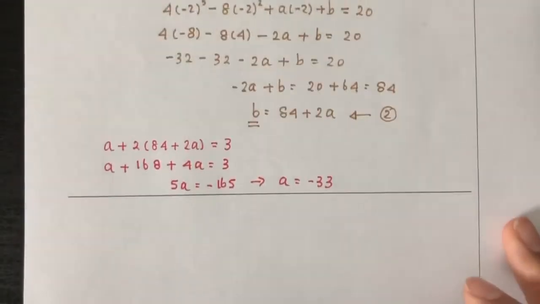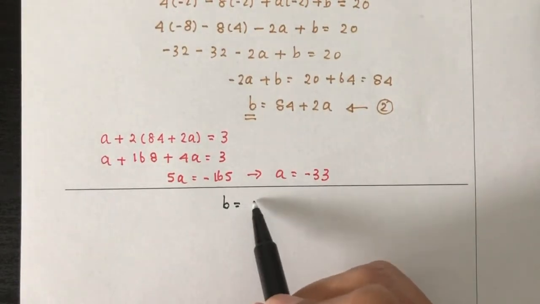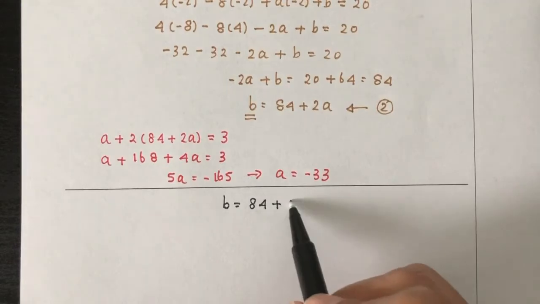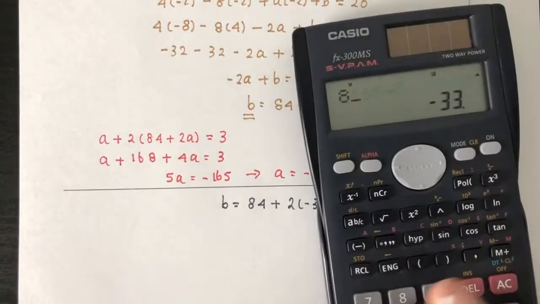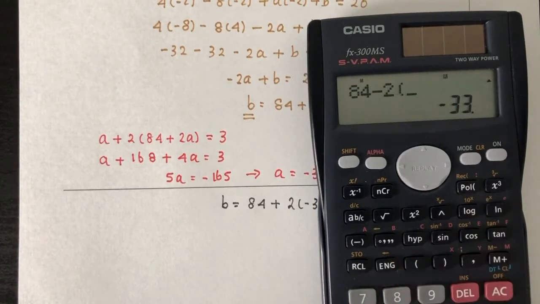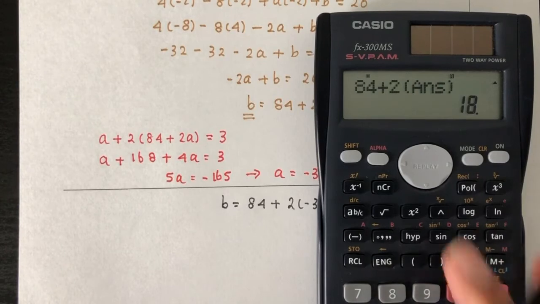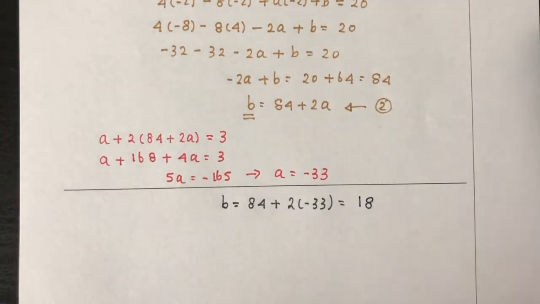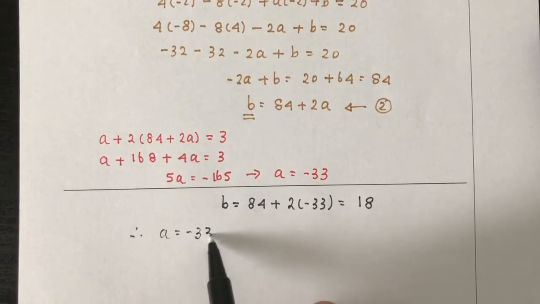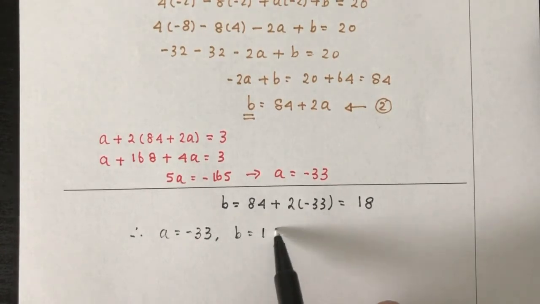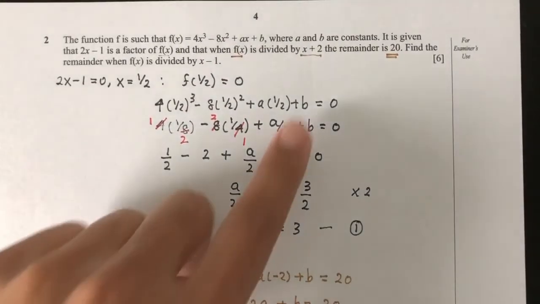Now what is the value for b? Replace back in your equation. b is equal to 84 plus 2 times minus 33. That will be 18. So finally, the value of a is equal to minus 33, and the value of b will be 18. So using those two values, we have to answer the main question here.